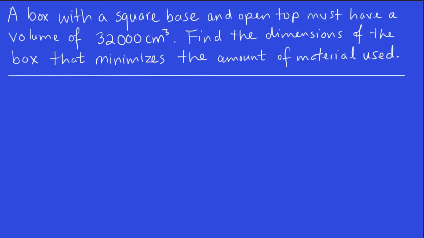Let's take a look at this optimization problem here. A box with a square base and open top must have a volume of 32,000 cubic centimeters. Find the dimensions of the box that minimizes the amount of material used. Let's draw a picture of this. A square base, so it'll look something like this maybe.